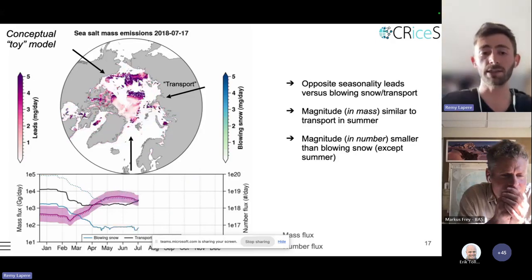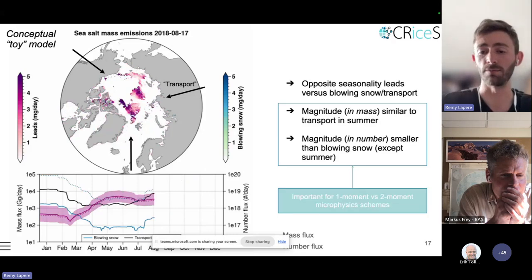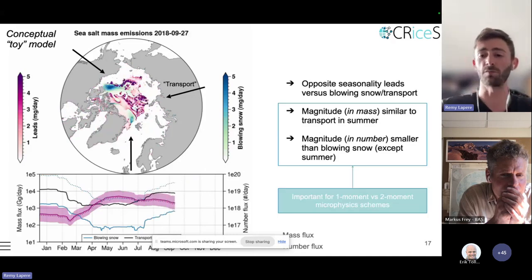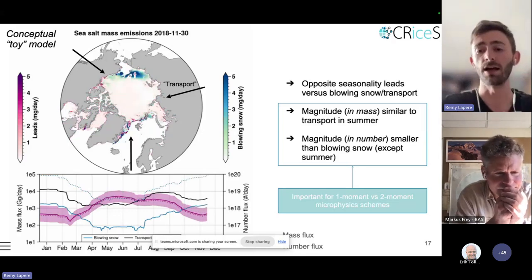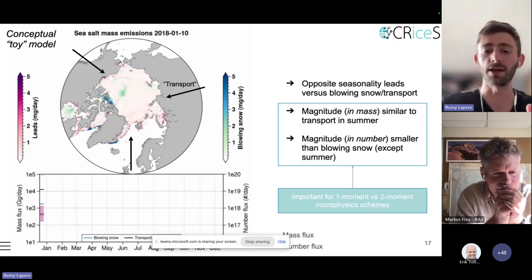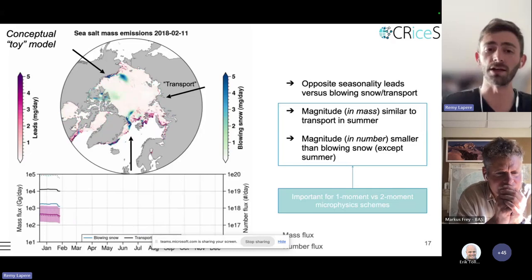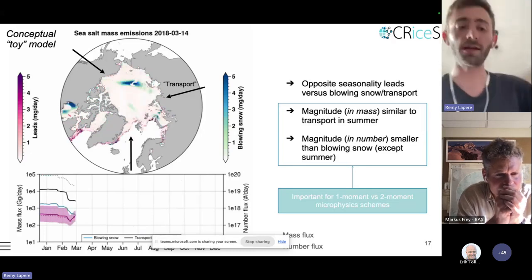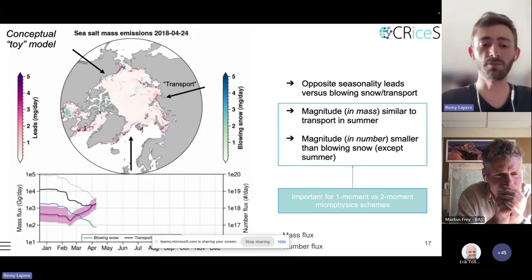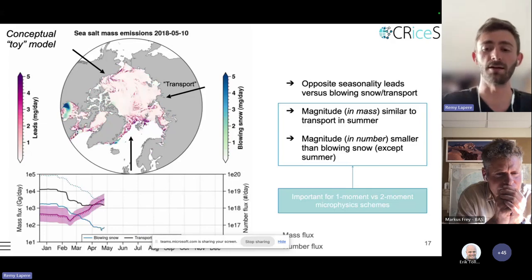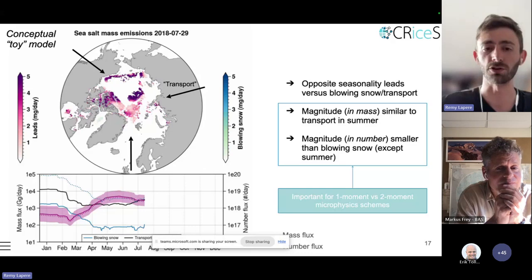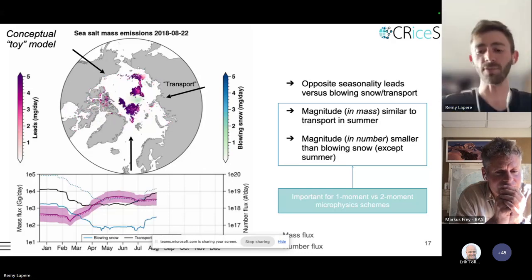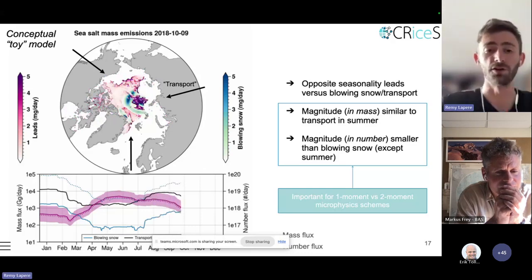And that difference between mass and number is important to consider in modeling because depending on what kind of microphysics, i.e. aerosol cloud interactions you represent, number or mass can play an important role in how you represent clouds. So what I'm trying to say is, if you had a model with blowing snow and leads, be careful of what microphysics scheme you're using to draw conclusions on the importance of each of these sources. All right, so that's a good first idea of the orders of magnitudes we are dealing with.